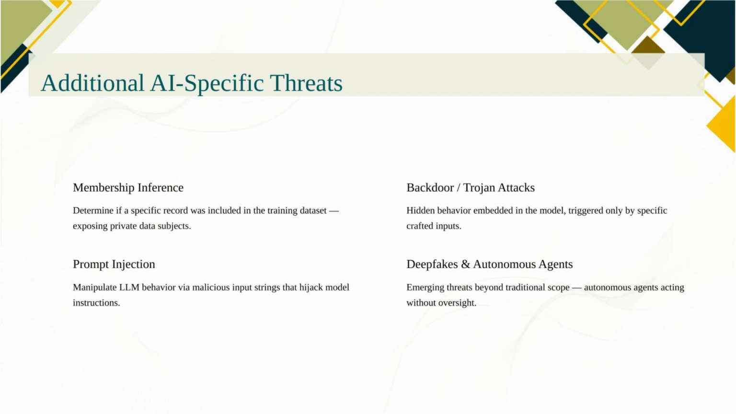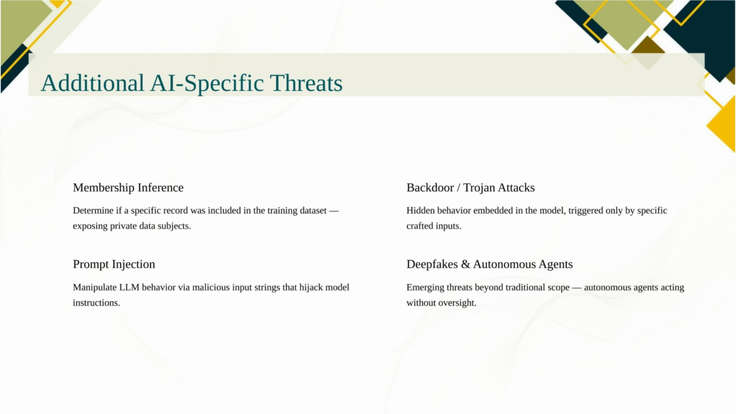Backdoor or Trojan attacks embed hidden behavior in a model that's triggered by a specific input, like a model that performs normally in all cases except when it sees a particular image watermark, at which point it classifies everything as safe. Prompt injection is particularly relevant for large language models. An attacker crafts inputs that manipulate the model's behavior, bypassing its safety guidelines.